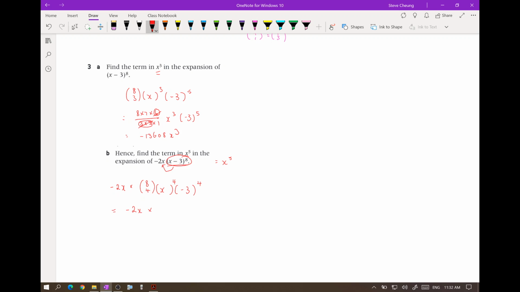So putting this together, 8 choose 4 is 70. Negative 3 all raised to the power of 4 should be 81, because that's 9 times 9. So we have negative 11,340 as the coefficient of x to the power 5 because of these two terms there.